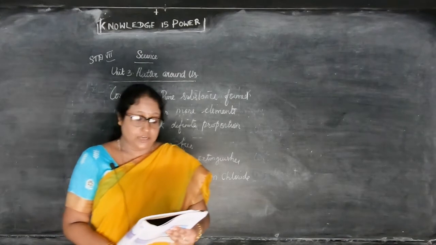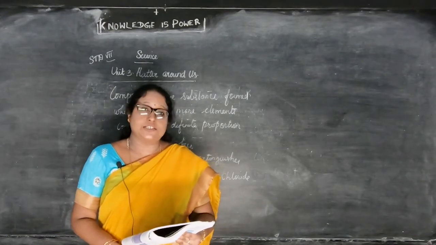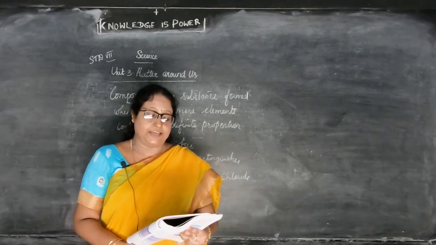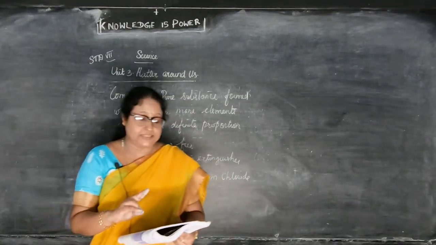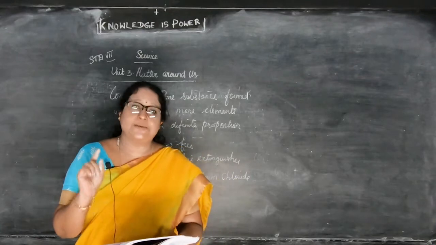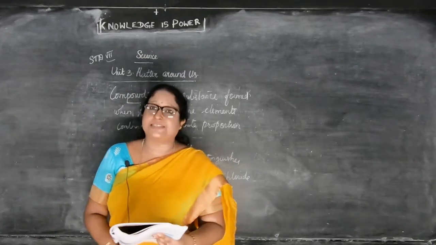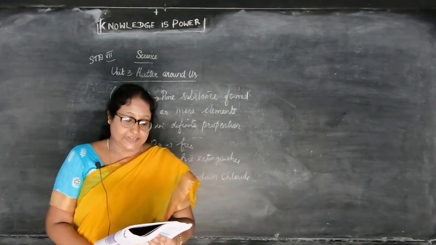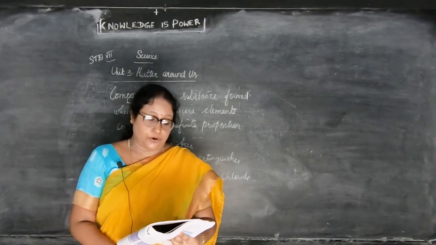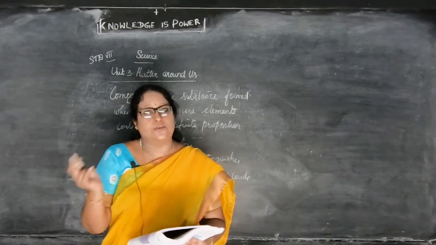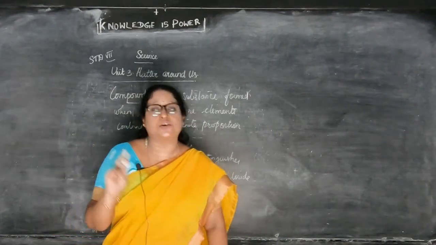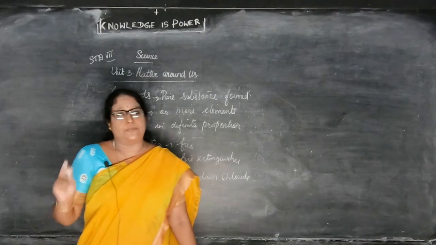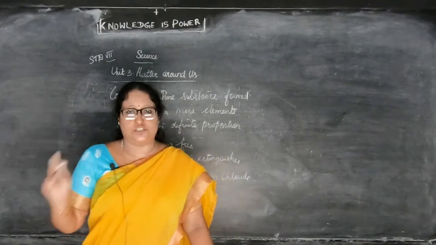A compound is formed only when the constituent elements combine in a fixed proportion. They have to combine in a fixed proportion. Then next, the properties of a compound are different from those of the constituent elements. That is, the properties of a compound are different from the properties of the elements.